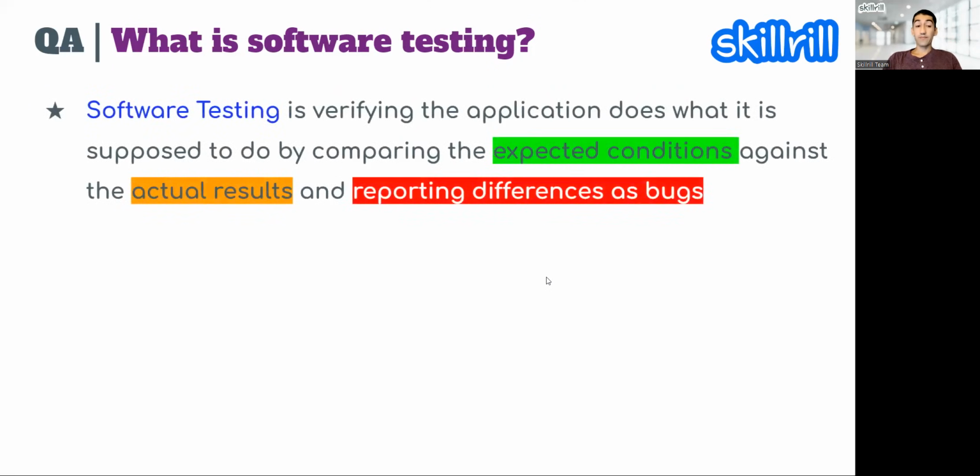So here's the definition. Software testing is verifying, right? Those software testers use this cool word called verify instead of check. Software testing is verifying the application does what it is supposed to do by comparing the expected conditions against the actual results and reporting the differences as bugs. I just introduced you to a new concept. It's called bugs. We're going to talk about bugs in detail tomorrow.